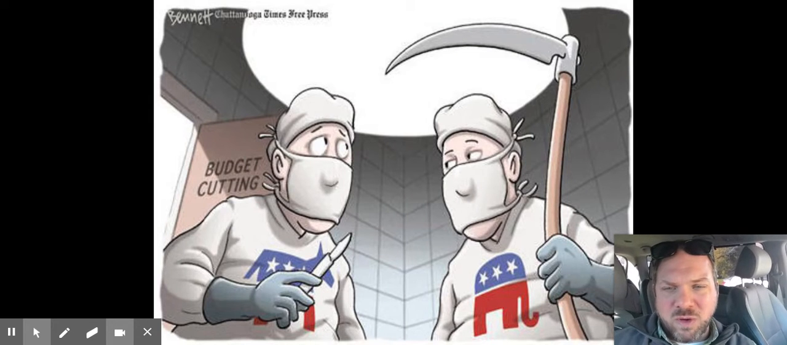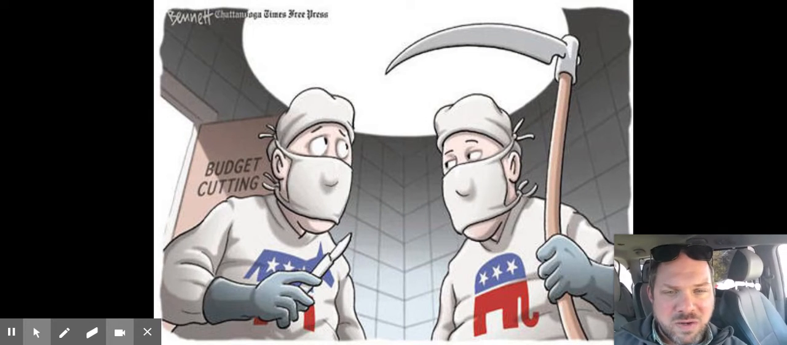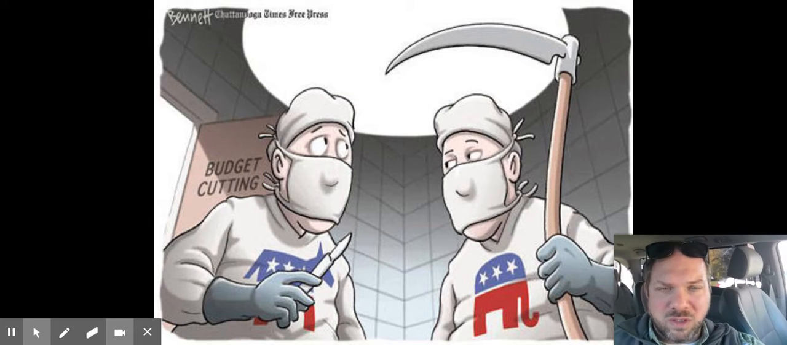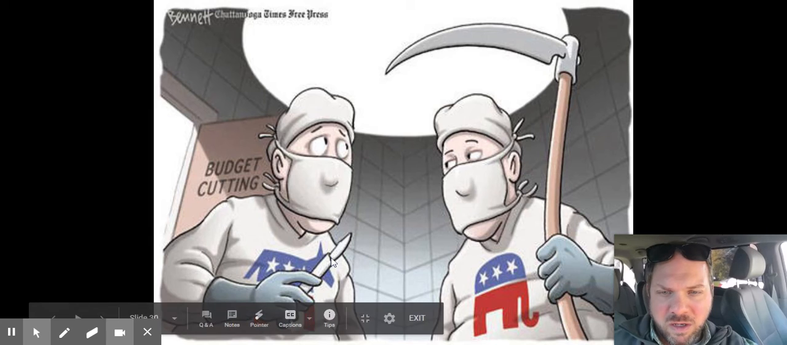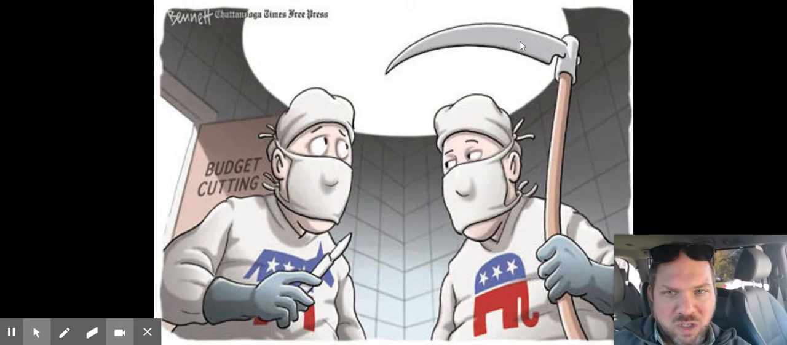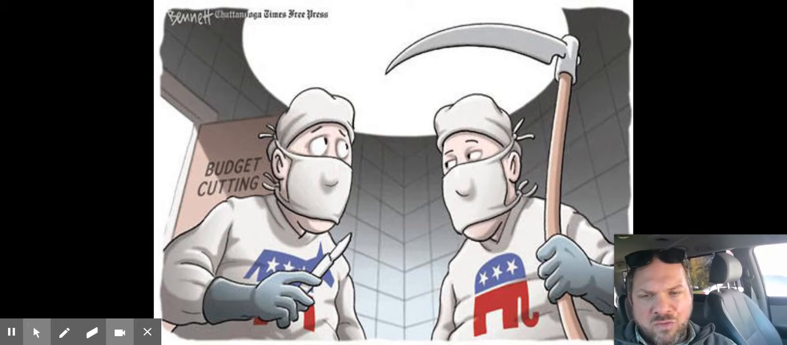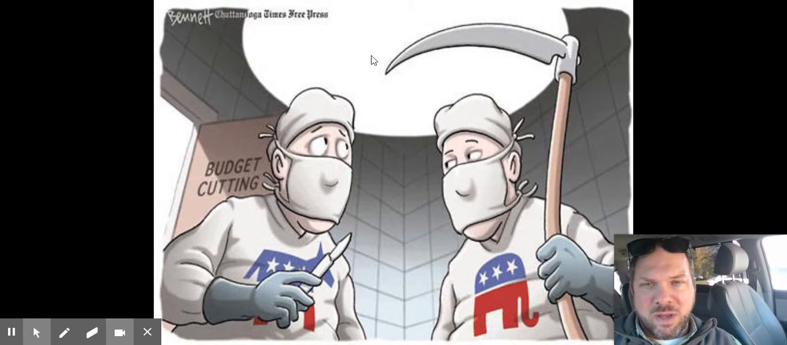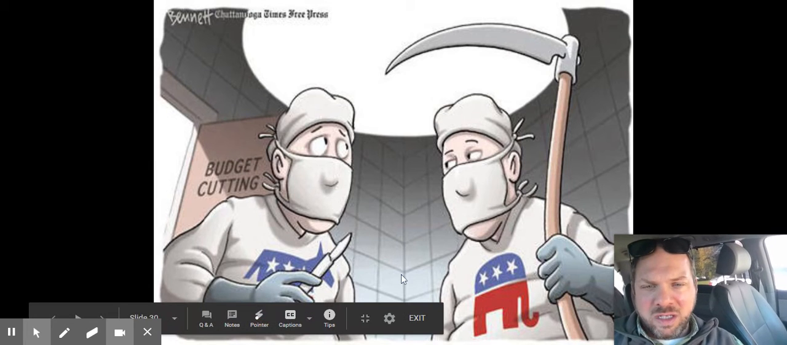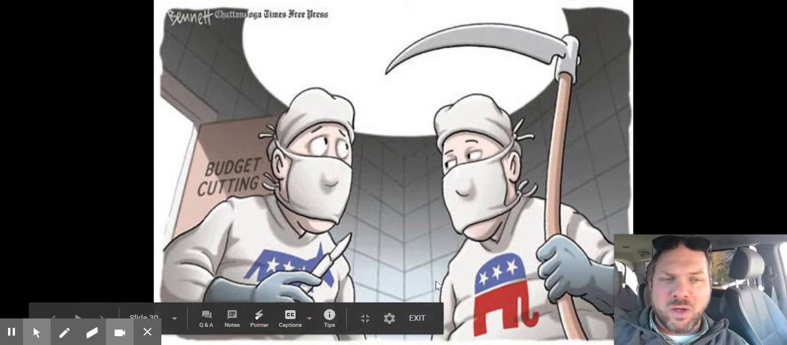So for this first one, we have 2 surgeons, right? Those are our images. We have some surgeons, one with a scalpel, right here. And then we have one with a scythe, which is huge. And we have one that's a Democrat, one that's a Republican. They are in a surgical room. You have the light, the door, and you can see kind of the hospital walls.